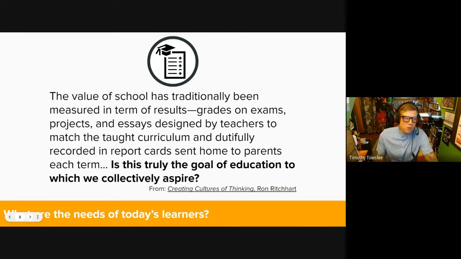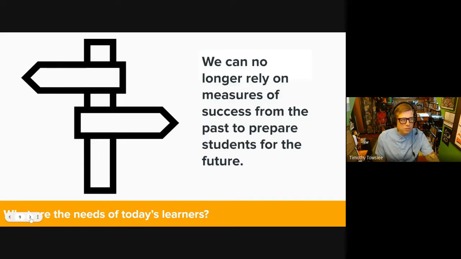So the value of school has traditionally been measured in terms of results, whether we're talking about grades, or standardized test scores. But I don't know that this is necessarily the goal of education. This isn't necessarily what we collectively aspire to. And this comes from Ron Ritchhart's book, Creating Cultures of Thinking. The first chapter is linked in that toolkit if you'd like to take a look at it. It's pretty heavy, but I think really inspirational in creating change within our classroom walls. So we can no longer rely on the measures of success from the past to prepare students for our very uncertain future.